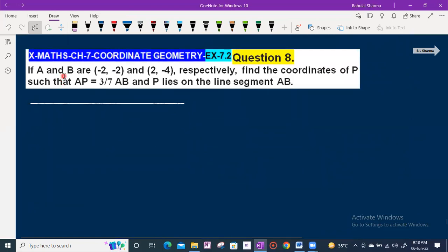If A and B are -2, -2, means there are 2 points. One point is A, other point is B, and the coordinates of point A are -2, -2, and the coordinates of point B are 2, -4. Then find the coordinates of point P such that AP is equal to 3/7 AB and P lies on the line segment AB.